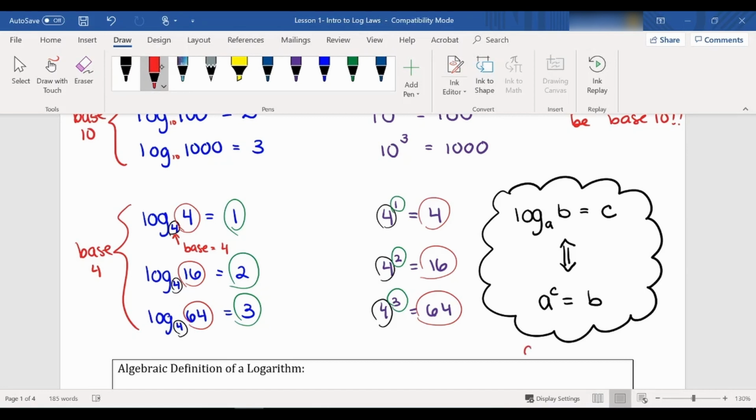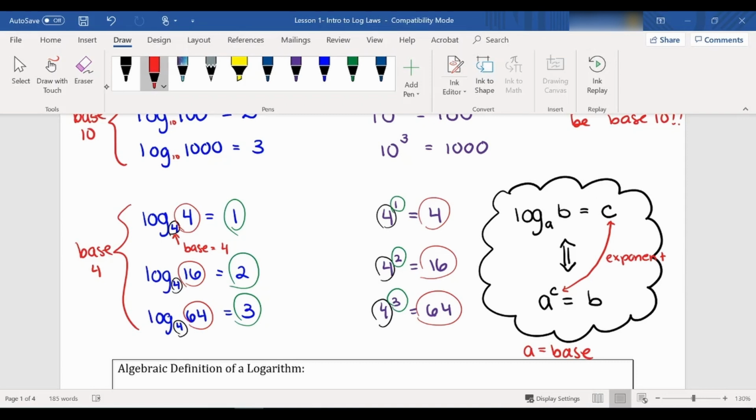So a is your base. So it's both the base of the exponent or the power form and the base of your log. And you'll notice that the c value here is your exponent if you're in exponential form, and it's what the log equals. So the log and the exponential form are inverses of each other, and they're an easy way to be able to figure out what that missing exponent we don't know equals.